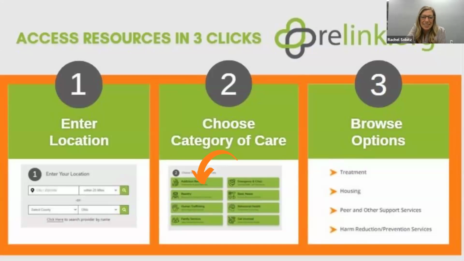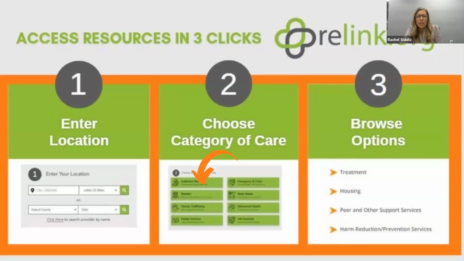You start by entering location, so you can search by city, zip code, or county. You have a mile radius, so you can search 20 miles, 40 miles, all the way up to 100 or 200-mile radius from where you're at and where you're looking to find resources for.